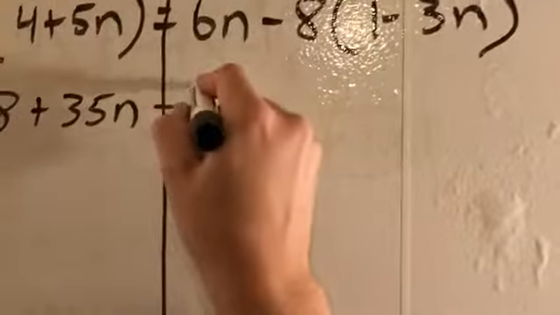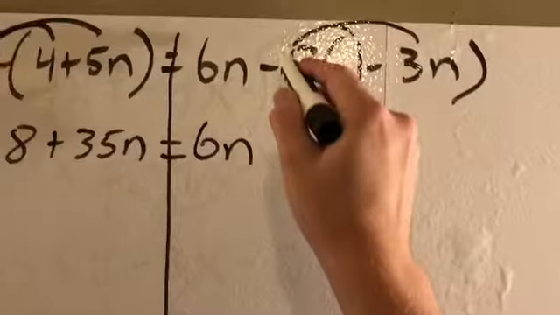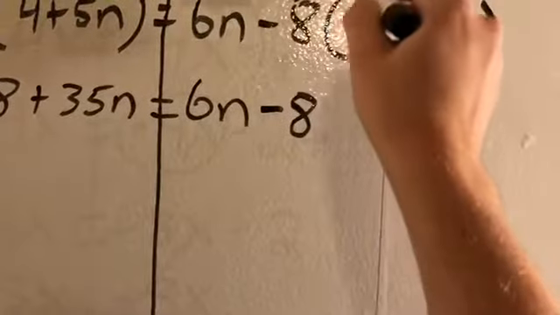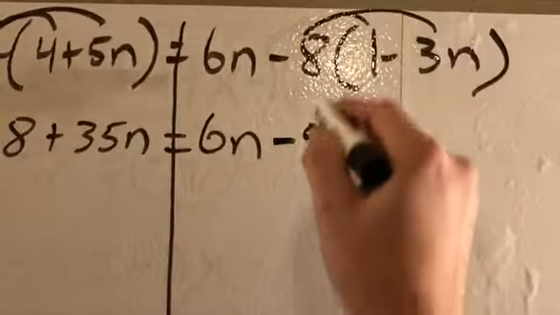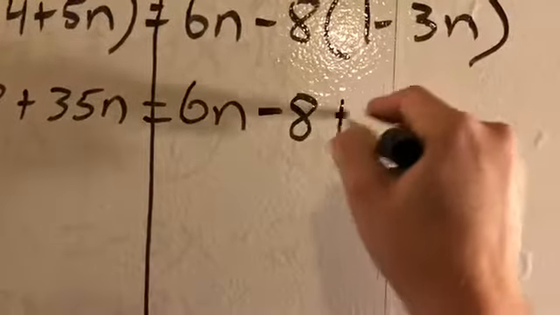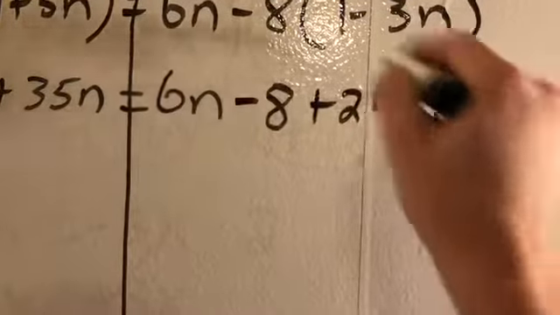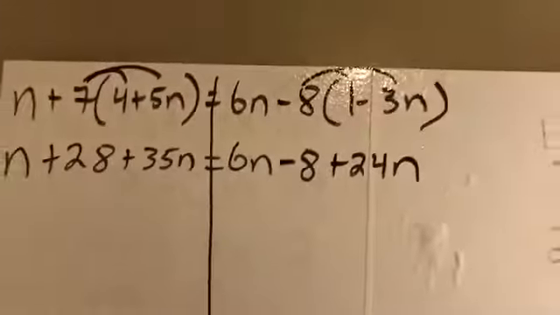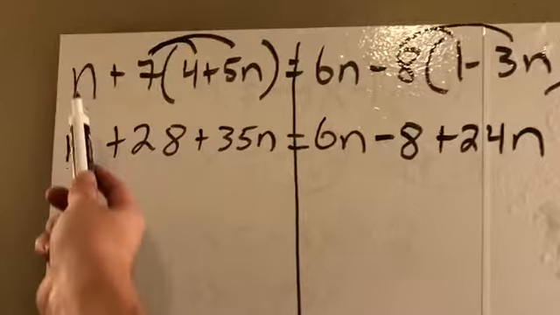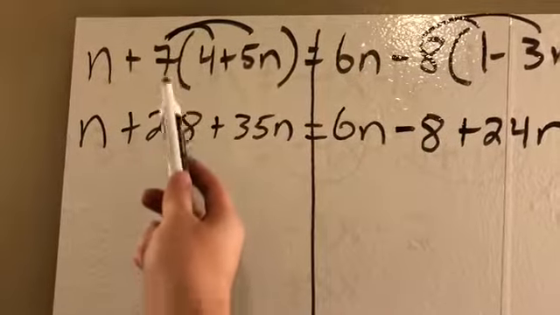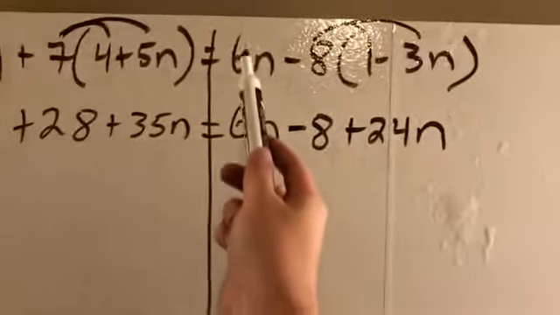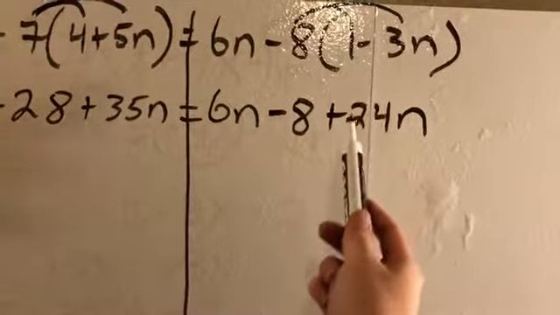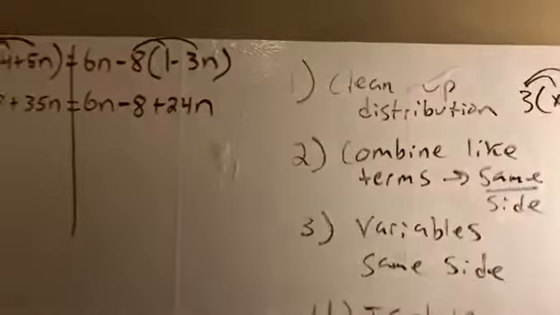Over here, same thing. The 6n won't be touched yet. Negative 8 times 1 is negative 8. When one number is negative and multiplying, the answer is negative. Negative times a negative is a positive 24n. Anytime the signs match in multiplication, we get a positive number. So once again, the n came down, multiplied. The 6n came down. Now we're done with our distribution.